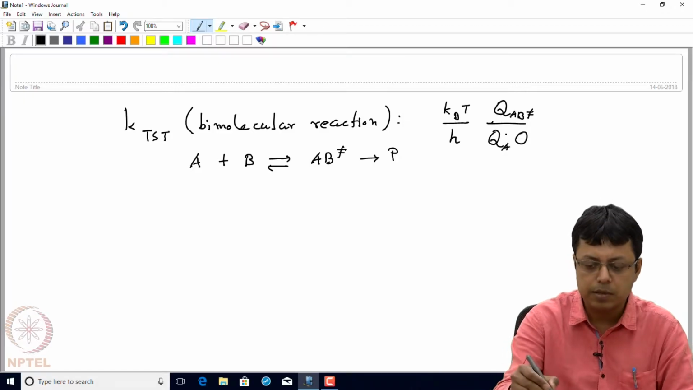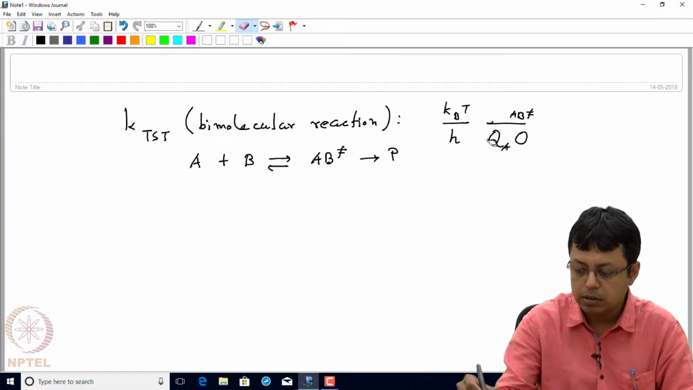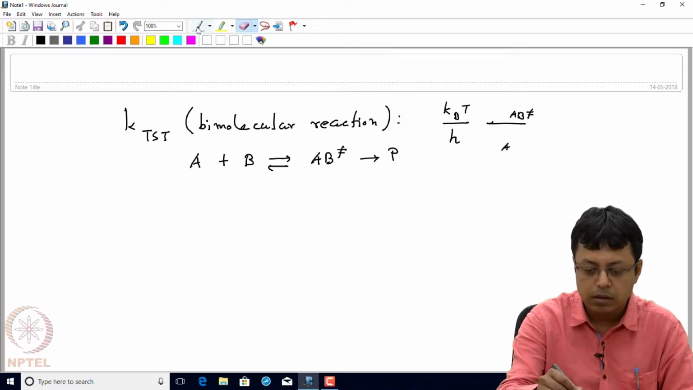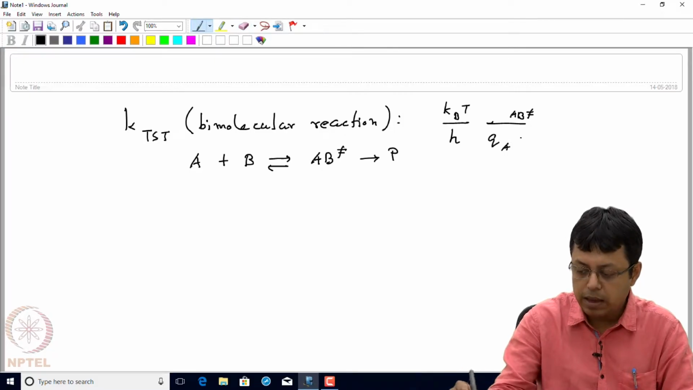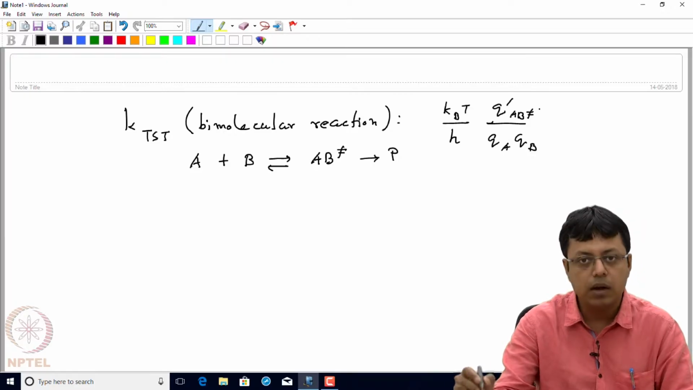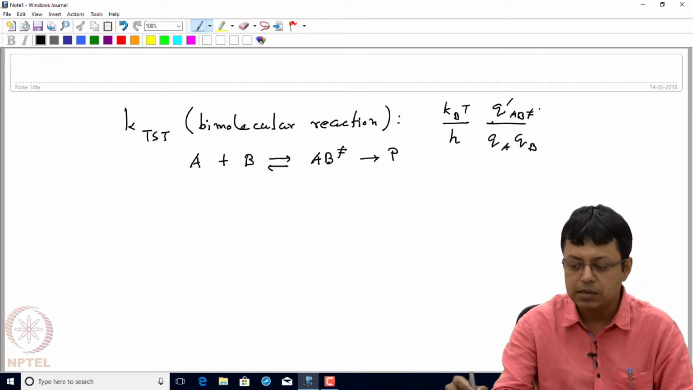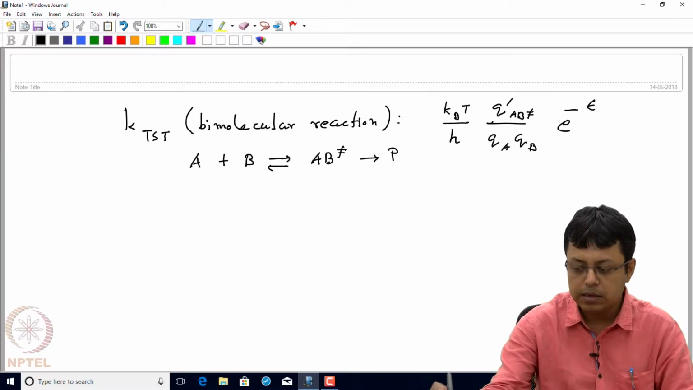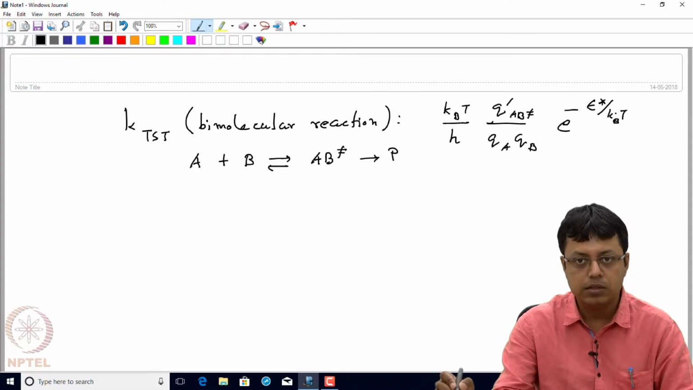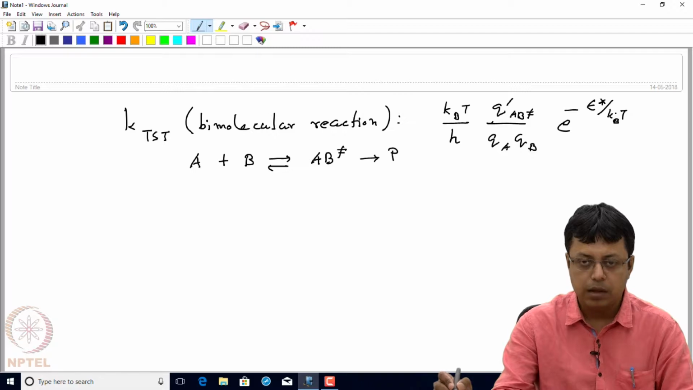I was probably using the small q notation, qA, qB, and then the transition state has 1 degree of freedom less, which is why we wrote it as a prime, and e to the power minus E star by kBT, where E star is the difference between the zero point energies of the reactants and the transition state.